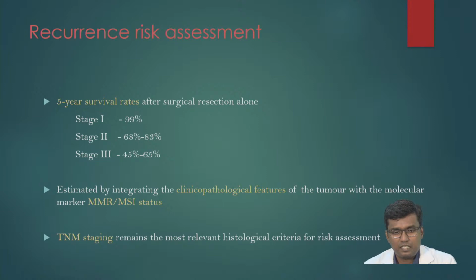Coming to recurrence risk assessment, data shows that 5-year survival rates after surgical resection alone is about 99% for stage 1, 68 to 83% for stage 2, and 45 to 65% for stage 3. So stage 1 patients go into observation. The role of chemotherapy comes mainly in stage 2 and stage 3 cancer patients, wherein we are looking at increasing this 5-year survival rate. The recurrence risk is estimated by integrating the clinico-pathological features of the tumor along with the molecular marker, that is MMR or MSI status. Whatever said and done, TNM staging remains the most relevant histological criteria for risk assessment.